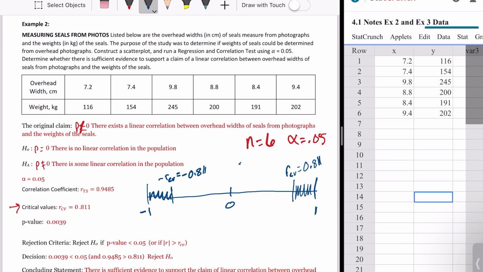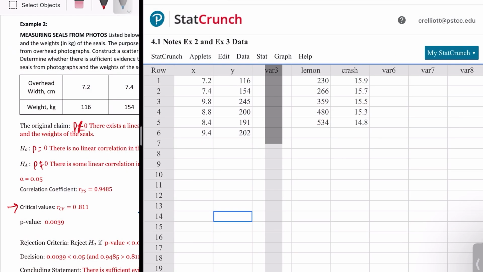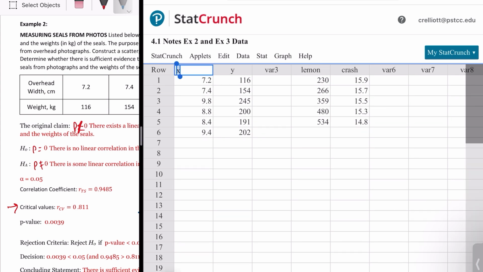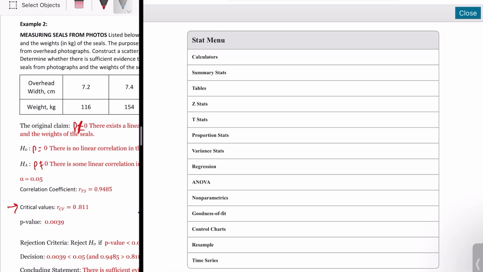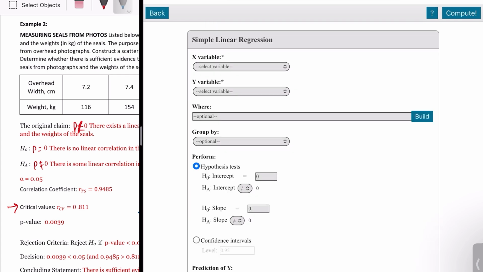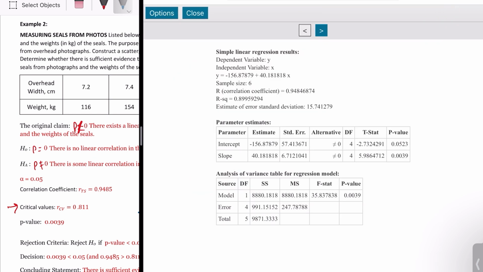All right, so let me move over here. I've got my data in here. The X column is the overhead width, and the Y column is the weight. I'm going to go to Stat, Regression, Simple Linear. We're not going to do any other types of correlation and regression. We're only going to do simple linear in this course. So I'm going to pick my X column, I'm going to pick my Y column, and then I just hit compute. And that's all I need to do.